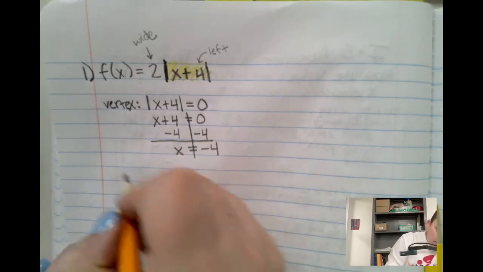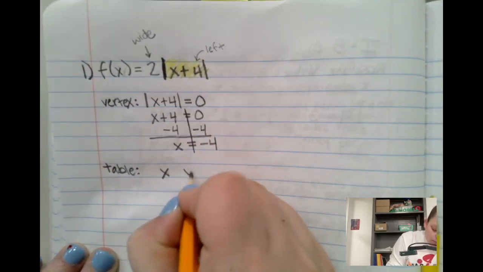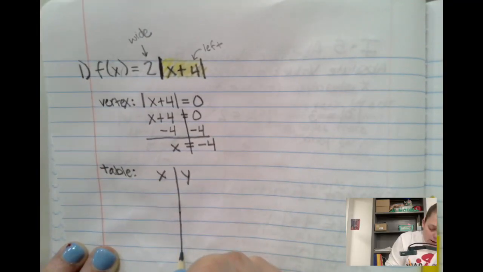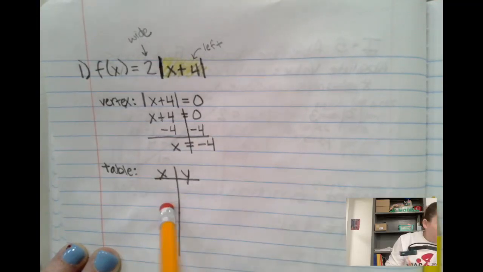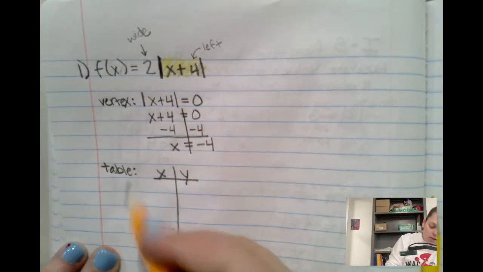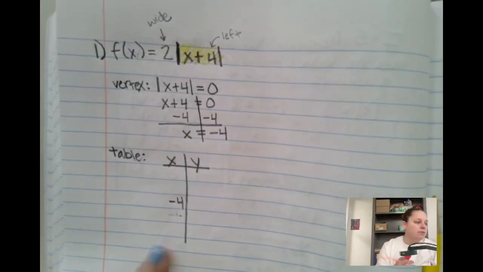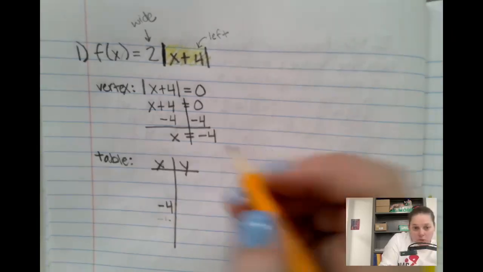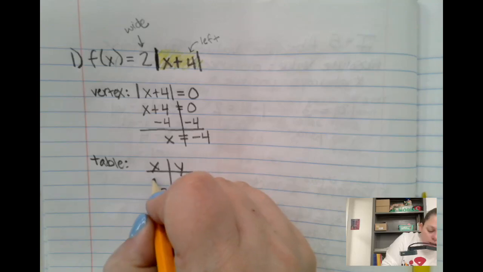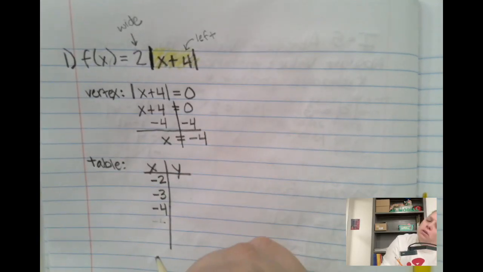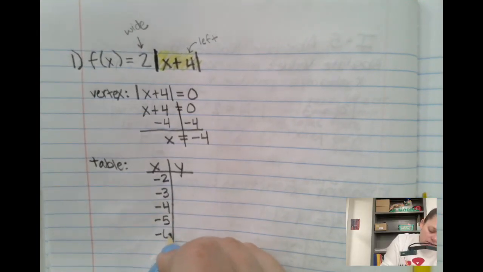So now I'm going to make my table. And we do it just like how we did our parabolas. So in the middle of my table, I'm going to put that negative 4. And I'm going to think what comes above negative 4. Now, you might put in negative 3, or you might have said negative 5. Either way is fine. Okay, and then above negative 3 would be negative 2. Then if you count negative 2, negative 3, negative 4, next would be negative 5, and then negative 6.